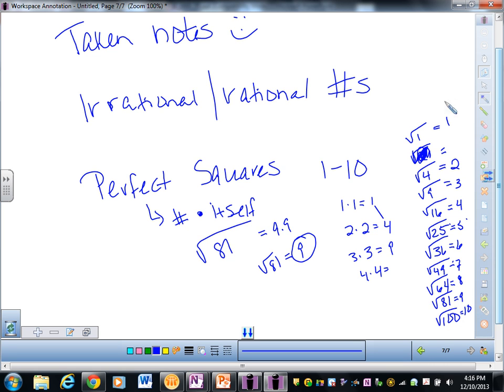So you need to know these. People, you need to memorize those, because if you don't memorize those, the work that we're going to do tomorrow is going to be a lot harder. So memorize these, memorize irrational versus rational, and you will be golden.